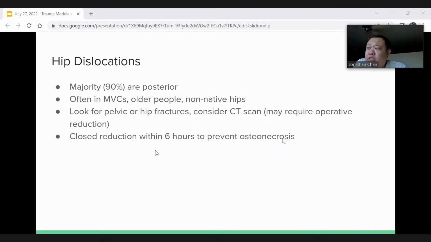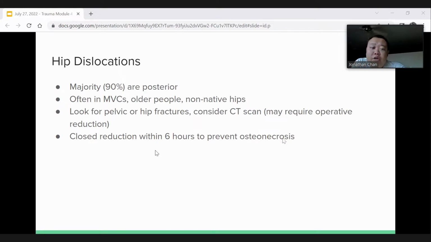These are just the very more high-risk orthopedic emergencies that we see. Whenever you have a hip dislocation, you do want to look for any associated hip or pelvic fractures. And these can be really hard to see on x-ray. So when you do see a dislocated hip, you should definitely consider getting a CT scan to see if there's any associated fracture around the pelvis or on the acetabulum that could make reducing it very difficult.